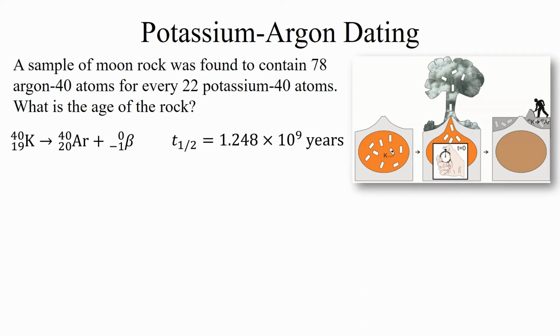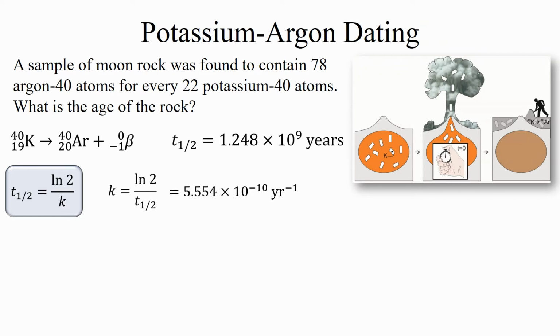Before that, it is assumed that it is completely mixed in magma and that the ratio of the potassium-40 to argon-40 is always constant. Now, once it solidifies, it is no longer being mixed, and now the potassium-40 is decaying, and the argon-40 that is produced is trapped in little pockets. Now, in order to do first-order kinetics, we're going to have to find out what the rate constant k is for this reaction. So we rearrange the half-life equation. We find our rate constant is 5.554 times 10 to the negative 10 per year.